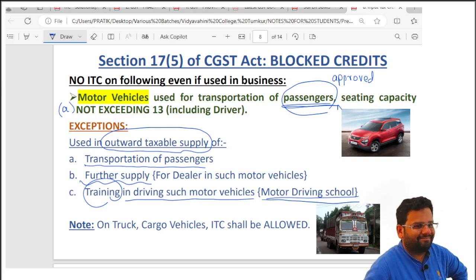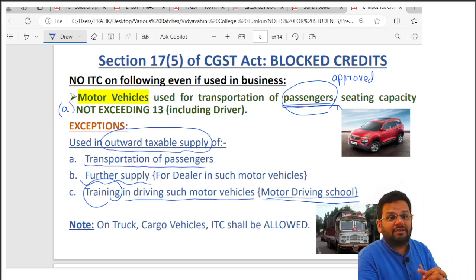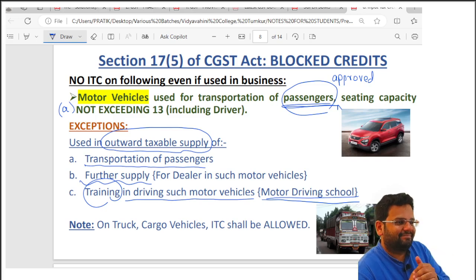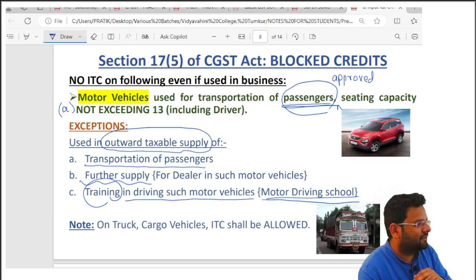What will happen? Tempo traveler, sitting capacity 18, purchased by a software company for transporting its employees. ITC allowed. Give a hyphen, write down ITC shall be allowed. Why? Because sitting capacity exceeds 13.